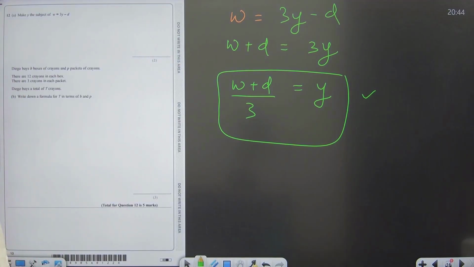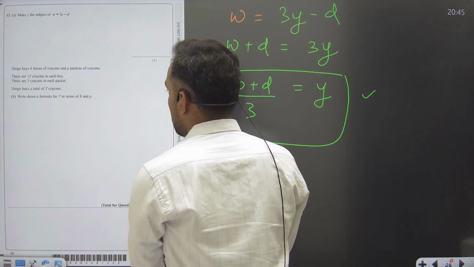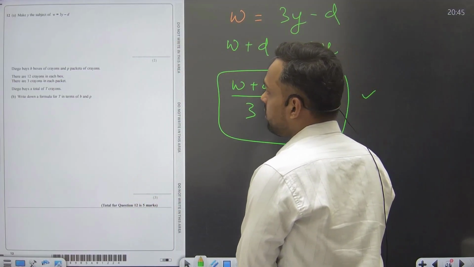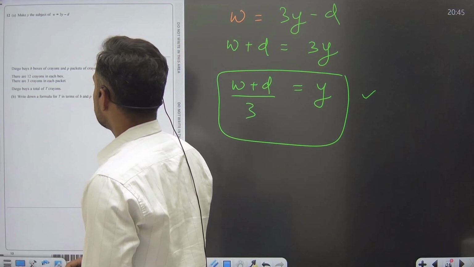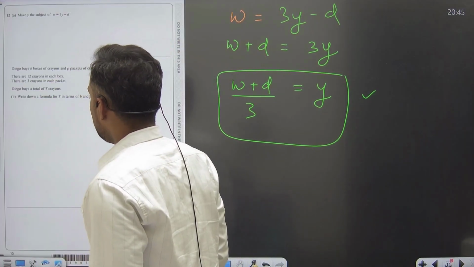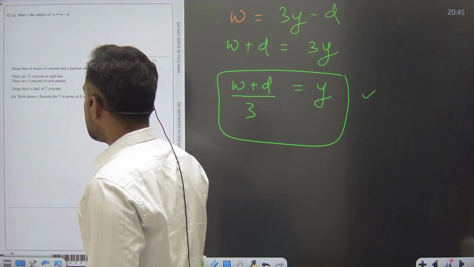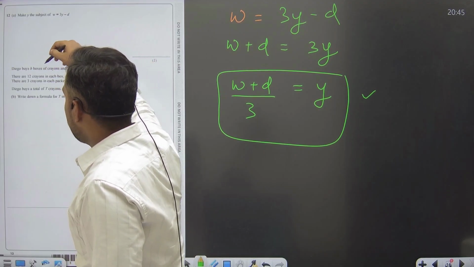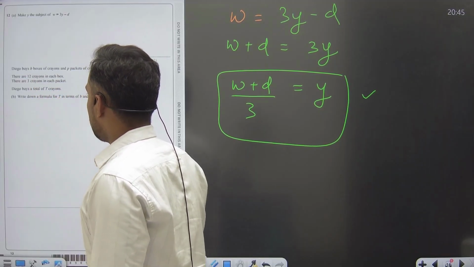Now the next question. Diego buys B boxes of crayons and P packets of crayons. There are 12 crayons in each box and 3 crayons in each packet. Diego buys a total of T crayons. Write down a formula for T in terms of B and P. See, there are 12 crayons in each box. How many boxes are there, students? B boxes are there. So in one box there are 12 crayons.